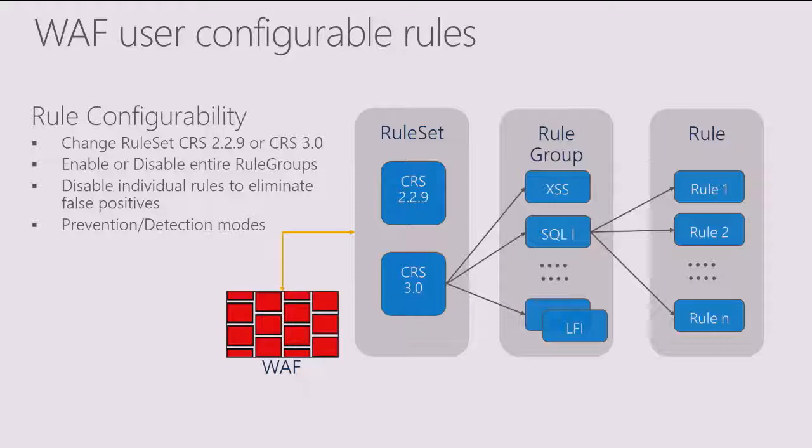You can disable your entire rule group. For example, you can say that you are not connecting to a SQL database, and therefore SQL injection is probably not of that much importance to you. You can turn that entire rule group off. Or you could have the cross-site scripting rule group on, but turn off an individual granular rule inside that rule group. We support both. And similarly, you can also switch between prevention and detection mode, and you can also switch rule sets themselves. So you can switch from 2.2.9 to 3.0 and vice versa. We offer both capabilities.